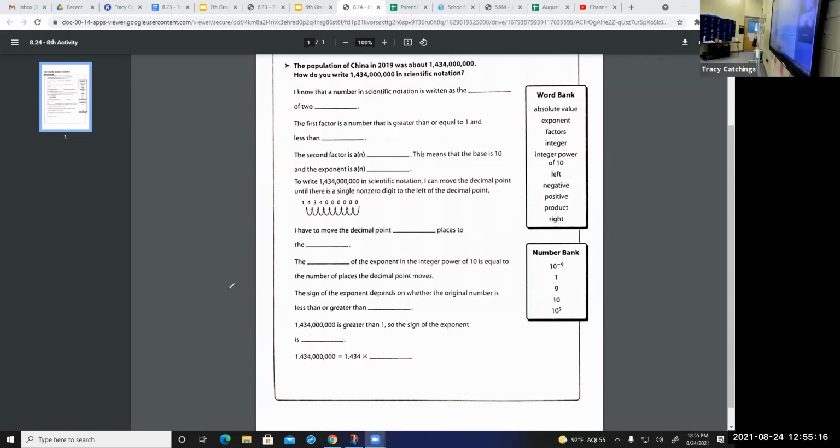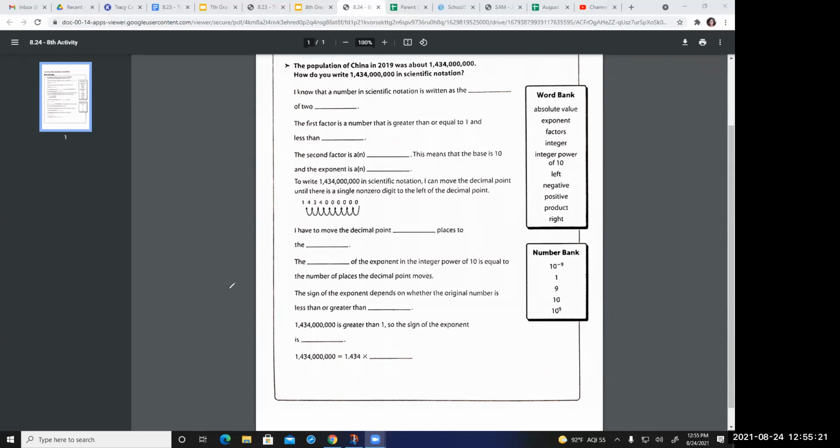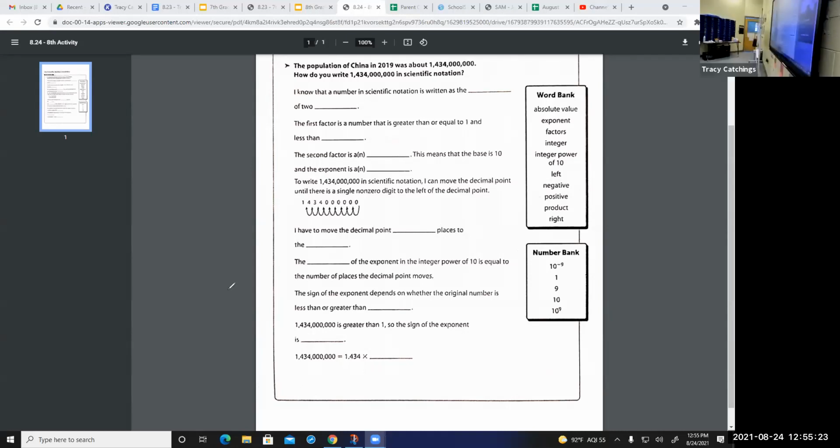All right, let's have a look. It says the population of China in 2019 was about 1,434,000,000. How do you write 1,434,000,000 in scientific notation? Now the first one says, I know that a number in scientific notation is written as the blank of two what? The product of two factors. Destiny, that is correct. The product of two factors. Great job.